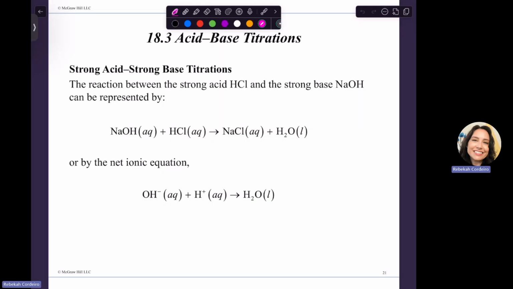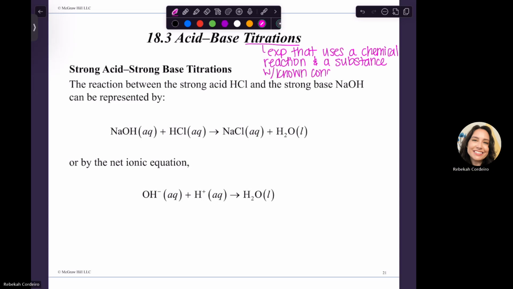In this video, we're going to be going through acid-base titrations. A titration is basically an experiment that uses a chemical reaction and a substance with a known concentration to find the unknown concentration of the other reactant.